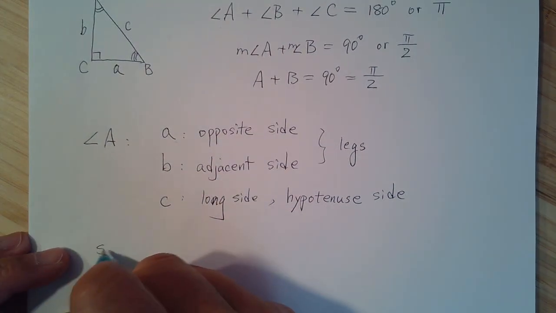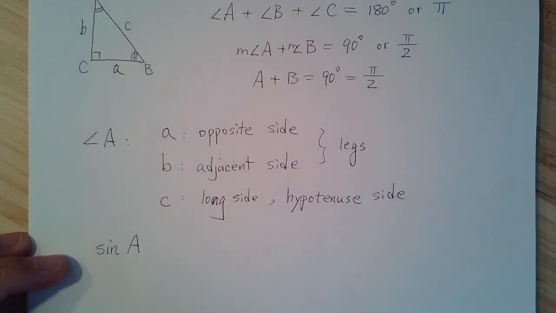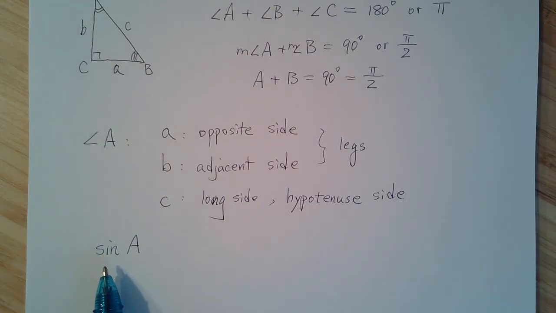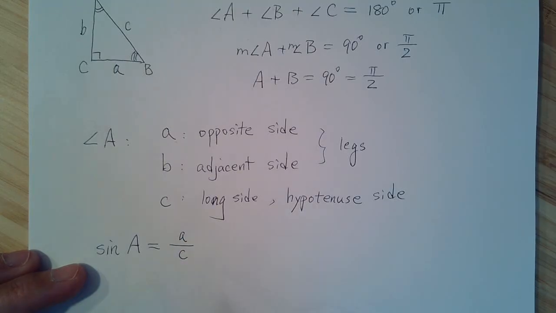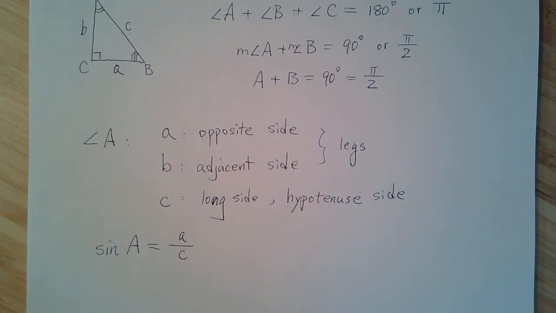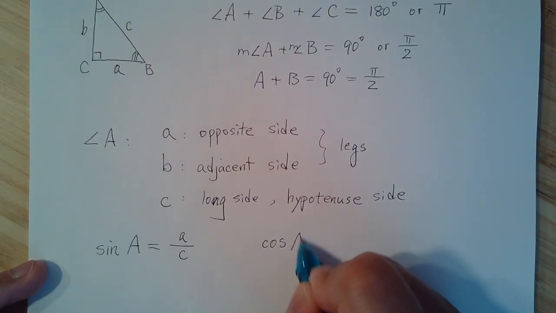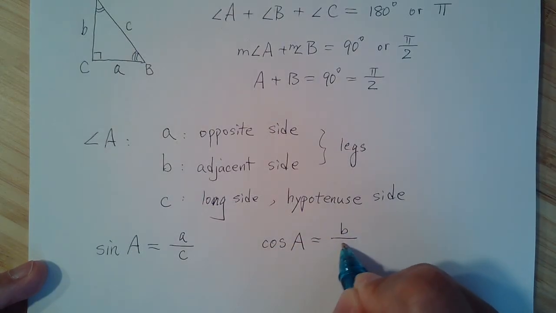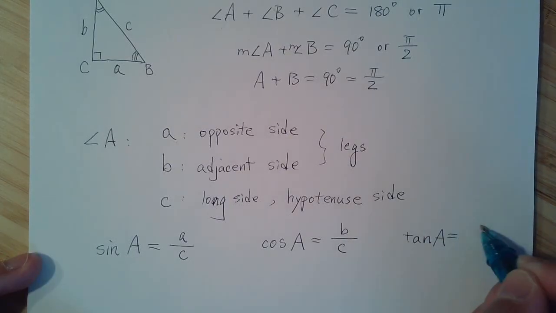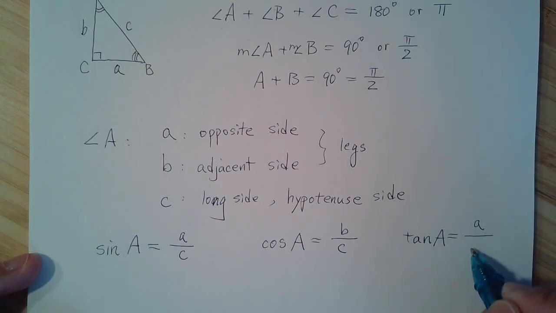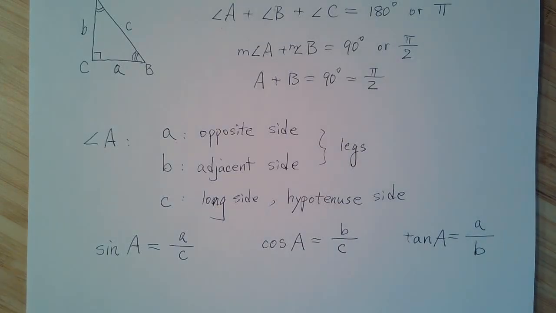All right, now the new game starts. Sine A. That is a function. Sine is short for S-I-N-E, the sine function. So sine of A is the opposite over the long side. So that is A over C. And cosine A is B over C. And tangent A is the opposite A over the adjacent. So those are the 3 trigonometric functions that I'm going to introduce today.